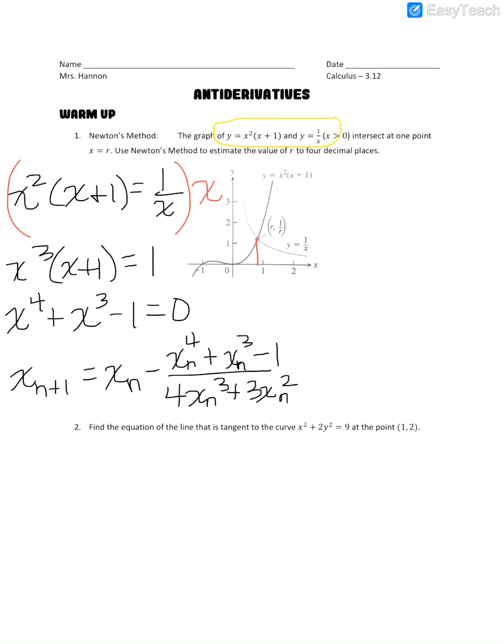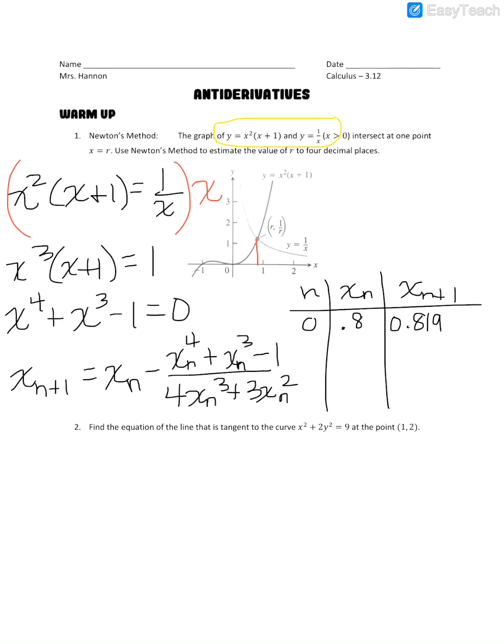All right, so let me set up my chart here. So I have n and x sub n plus 1. Okay, so I have my first guess, x sub 0. I said I was going to use 0.8. And I go ahead and plug 0.8 into this equation, and I get 0.819758... I'm going to just stop it there. So that is my x sub 1.